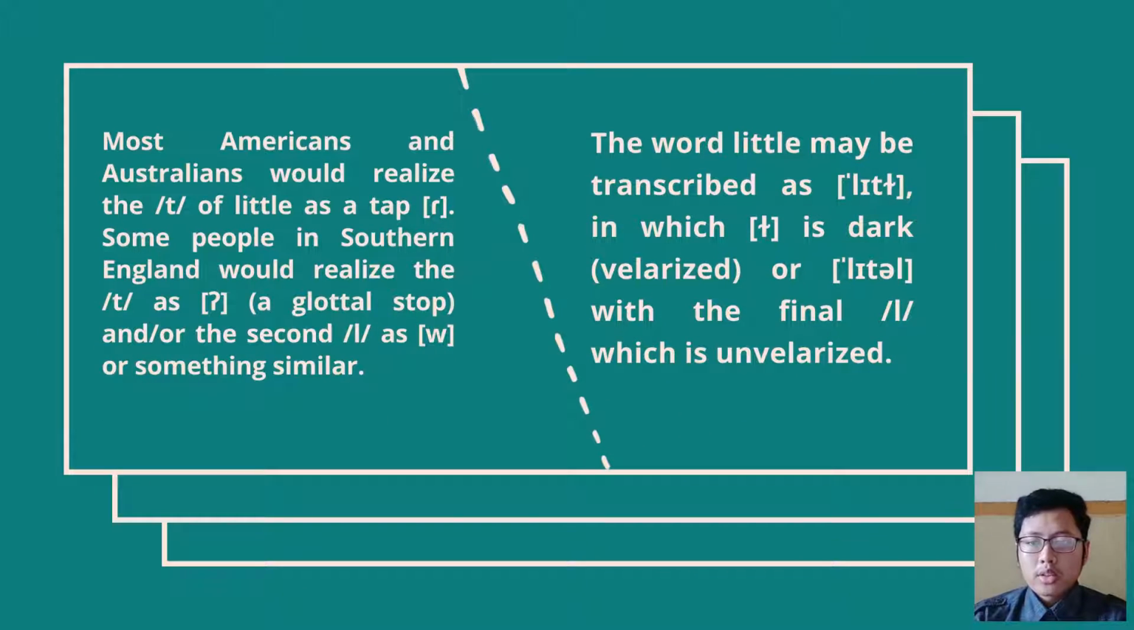Most Americans and Australians would realize the T of little as a tap. Some Southern England people would realize the T as a glottal stop and the second L as W or something similar. The word little may be transcribed with a dark L, velarized. Or it can be pronounced as little, with the final L light or unvelarized.